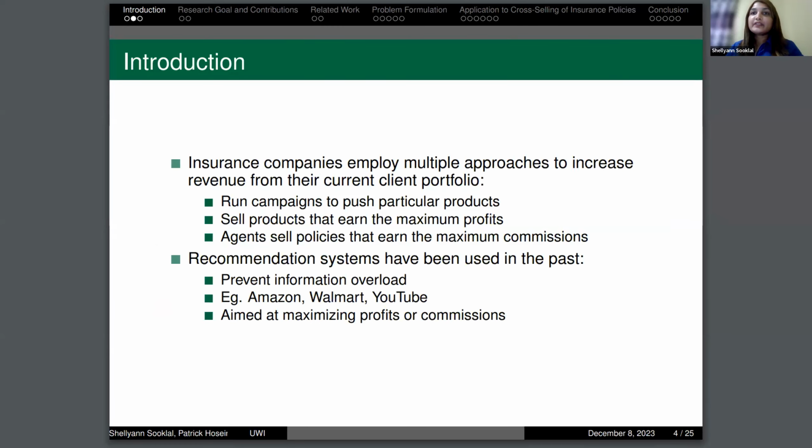So insurance companies try to increase revenue from their existing customers by cross-selling other products to them. And they do this by either running campaigns to push specific products, or by selling the product that earned the business the most immediate profits, or by the agent selling the products that earn them the most commissions. So in the past, recommendation systems have been used for this task, and the aim was to maximize profits or commissions.